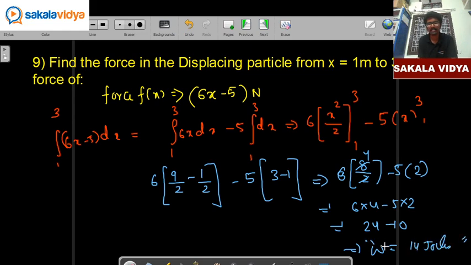So what is the work done here? Work done is nothing but 14 joules. If we are going to do integration for this, then we are going to get the answer by using the upper limit and lower limit of 3 and 1. We are going to get work done. So work done is equal to 14 joules. 14 joules is our answer.